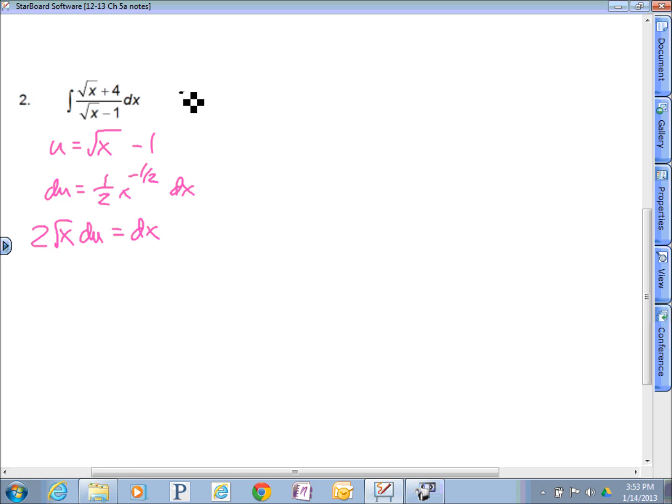So in my problem, let's start rewriting this integral. If I rewrite this integral symbol, the fraction's not going away. I'm going to throw in place of dx, 2 square root of x du. And my denominator is a u, but the tricky thing is I still have this root of x plus 4 up there in the numerator that I haven't accounted for yet. So technically what I have written up there isn't all in terms of u. I need to take care of a couple things.